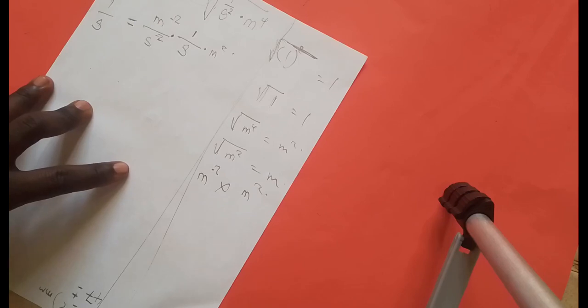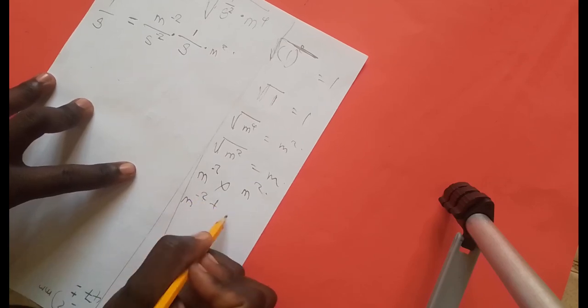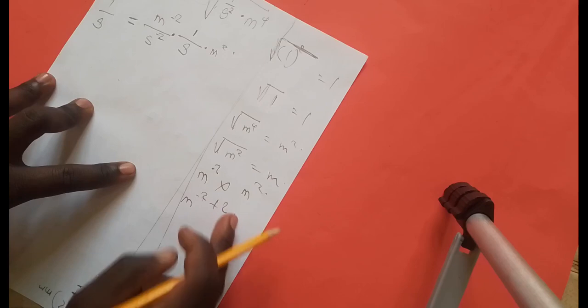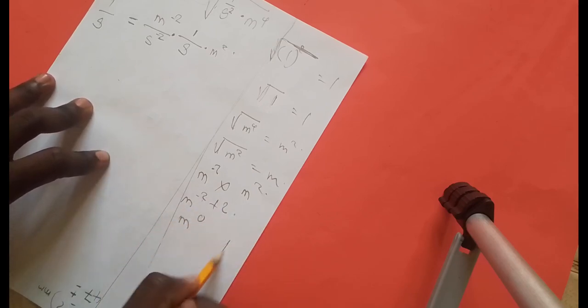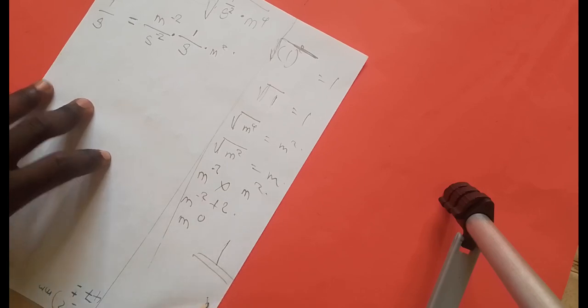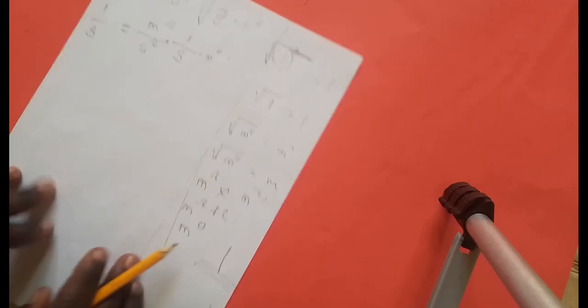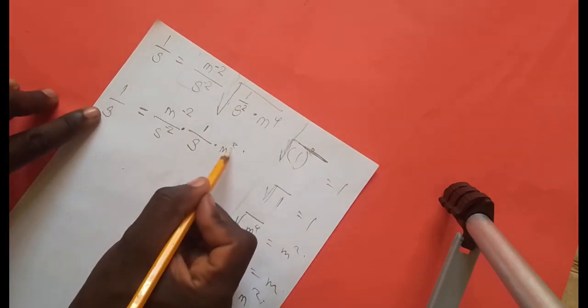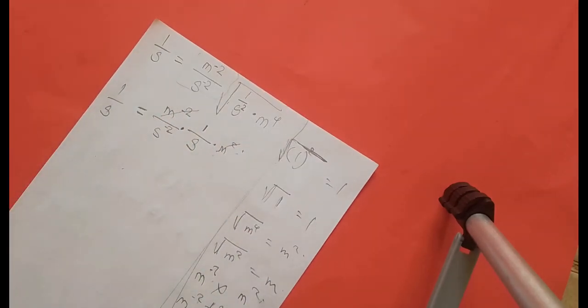How do I know that? The laws of indices say that when you are multiplying powers with the same base, you add the powers. So therefore, we're going to see that m to the power negative 2 plus 2. We're now adding the powers. Negative 2 plus 2 is equal to 0. So this will lead to m to the power 0. Anything to the power 0 is 1. So keep that in mind. m to the power negative 2 times m to the power 2 is equal to 1. So these terms, m to the power 2 and m to the power negative 2, will lead to 1.